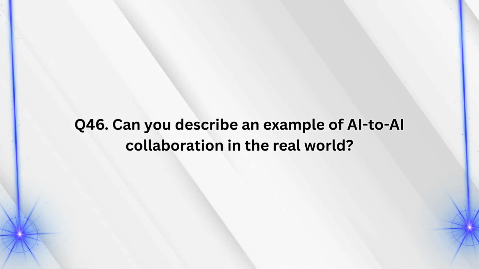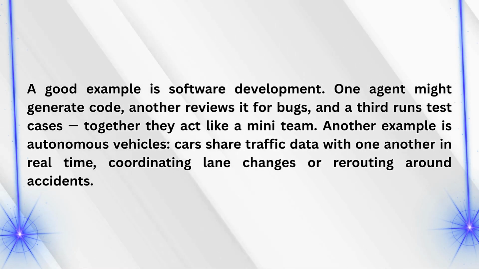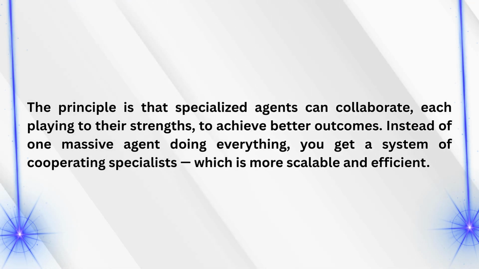Can you describe an example of AI to AI collaboration in the real world? A good example is software development. One agent might generate code, another reviews it for bugs, and a third runs test cases. Together, they act like a mini-team. Another example is autonomous vehicles. Cars share traffic data with one another in real time, coordinating lane changes or rerouting around accidents. The principle is that specialized agents can collaborate, each playing to their strengths to achieve better outcomes. Instead of one massive agent doing everything, you get a system of cooperating specialists, which is more scalable and efficient.